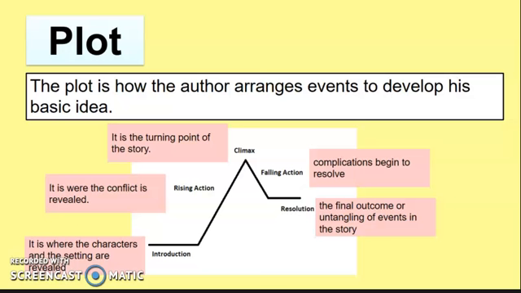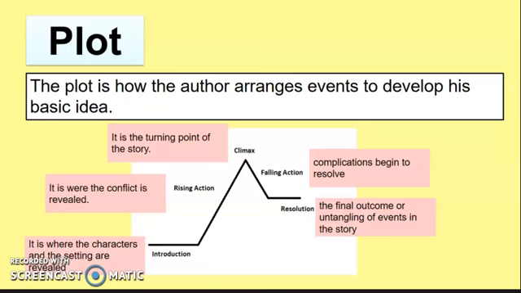We have the introduction or the exposition. It is the beginning of the story where the characters and the settings are revealed. Next, we have the rising action. This is the part of the story where a conflict is revealed. It's called the inciting force and becomes more pronounced as the story progresses. The rising action is all the events between the introduction and the climax.